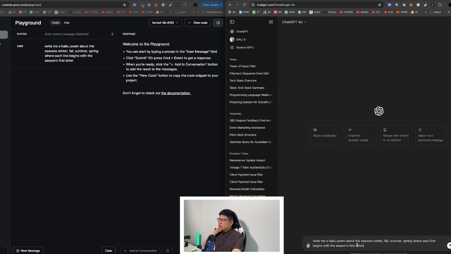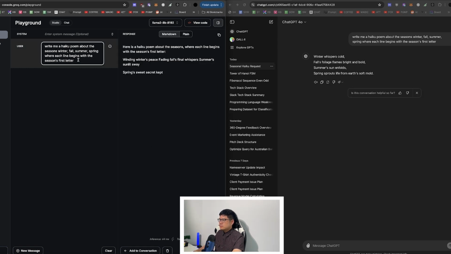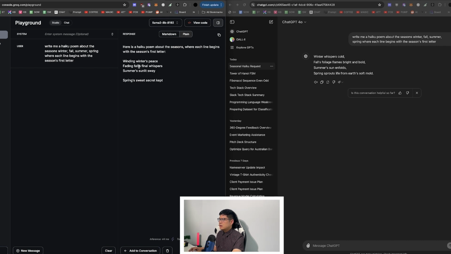Now I wanted it to write a haiku poem about the seasons: winter, fall, summer, and spring, where each line begins with the season's first letter. So let's see if they can follow instructions for text. Looks like OpenAI did it correctly, and yeah, Llama did it correctly as well, except there's a space here. So I think the win goes to OpenAI for this.